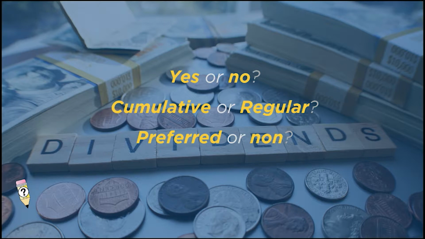Then, are the dividends cumulative or not? Non-cumulative dividends are sometimes called regular dividends. Let's say the company gets to the end of the year and it cannot afford to pay a dividend. In the case of cumulative dividends, the obligation to pay for the year accrues. For regular dividends, on the other hand, hey, nobody got a dividend this year, better luck next year.